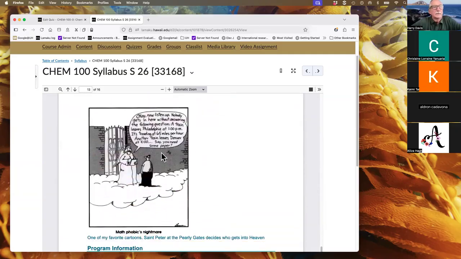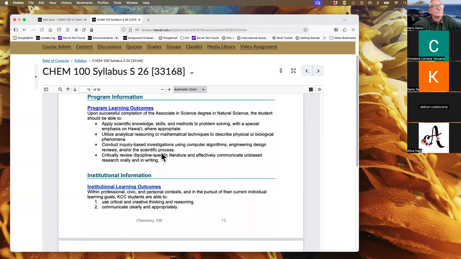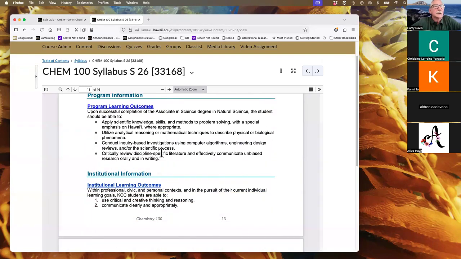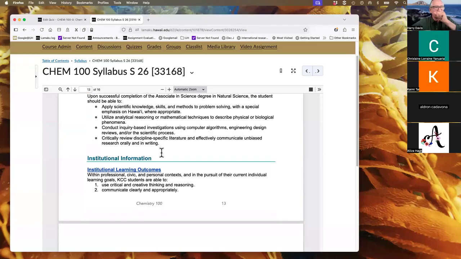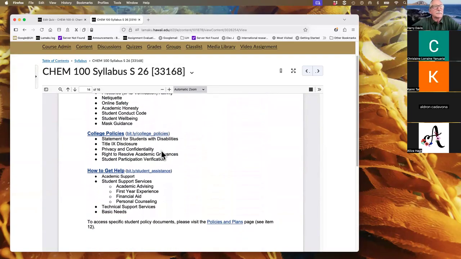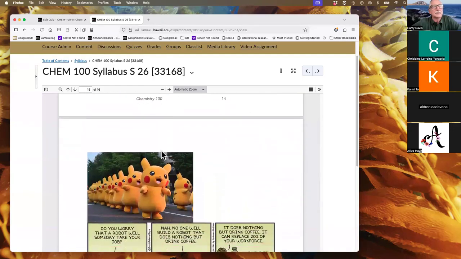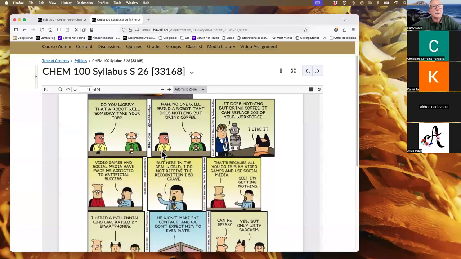So here's some of my favorite cartoons. Here's the program learning outcomes, institutional learning outcomes. All this stuff is really not that important unless you have issues.